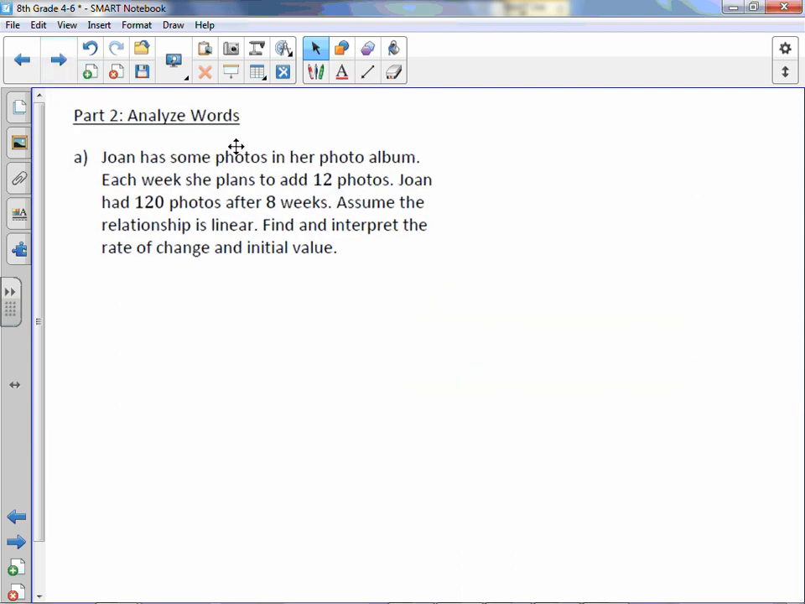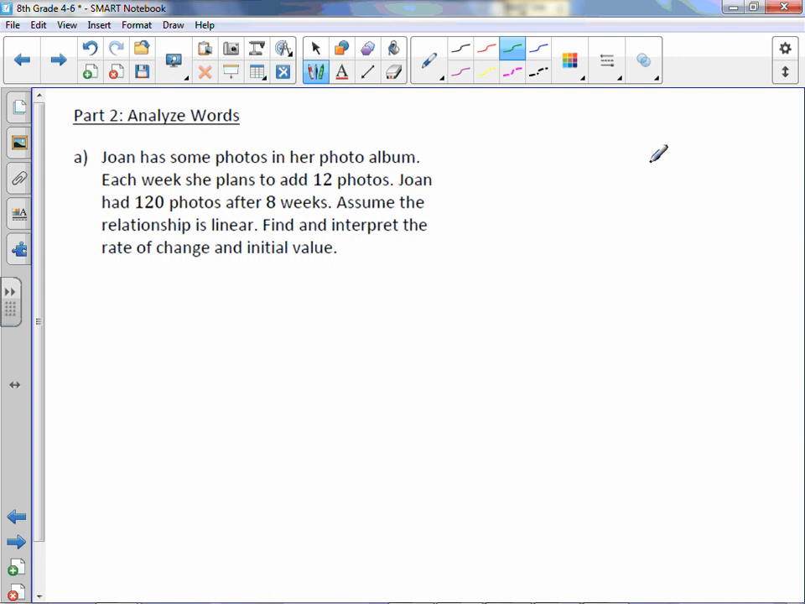Part 2, analyzing words. Joan has some photos in her photo album. Each week she plans to add 12 photos. Joan had 120 photos after 8 weeks. Assume the relationship is linear. Find and interpret the rate of change and the initial value.